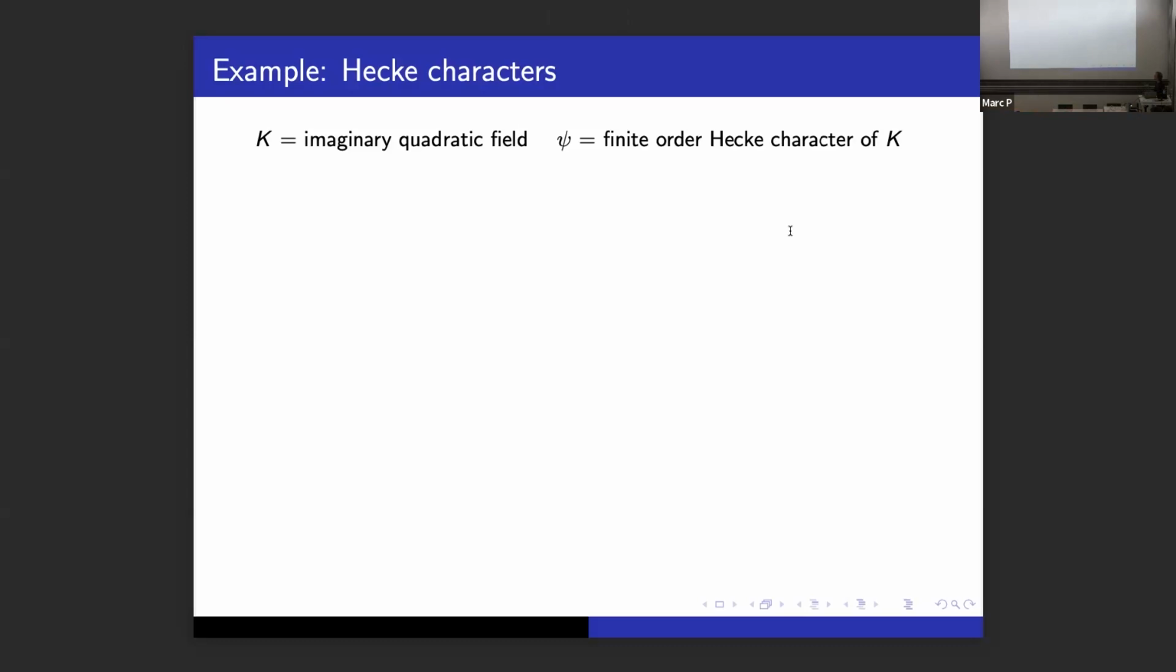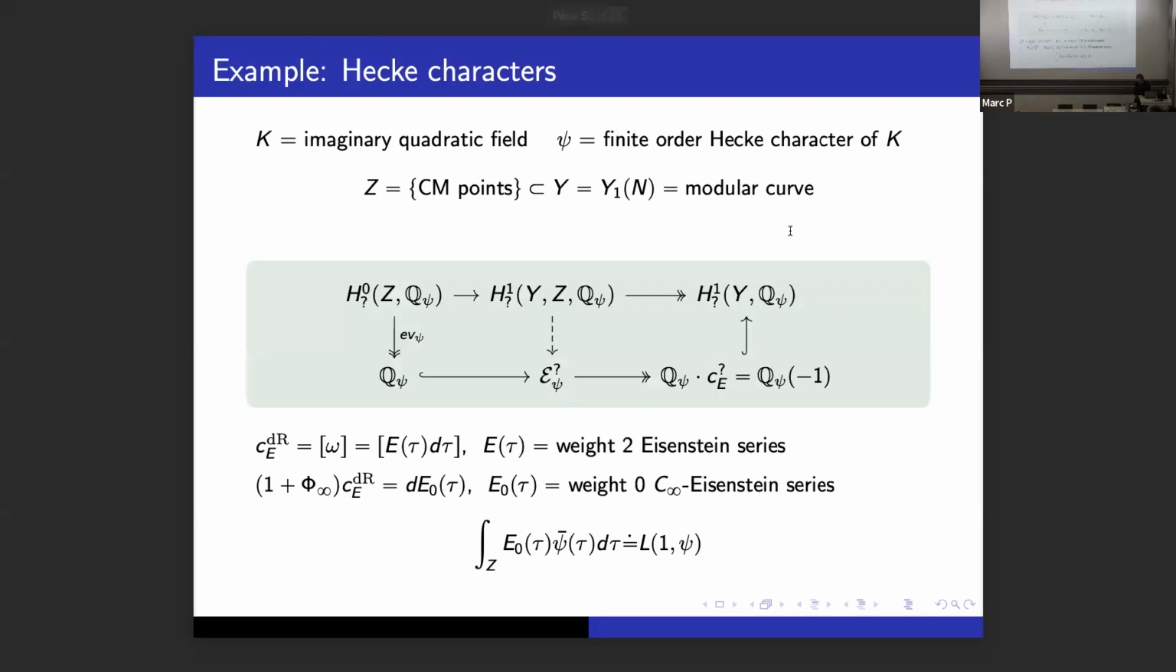So now I'm going to let K be an imaginary quadratic field, take Q adjoin square root of -1. Psi is going to be a finite order Hecke character of K. So it's just the analog of a Dirichlet character. And so now the situation, I'm going to study the L values of this Hecke character.